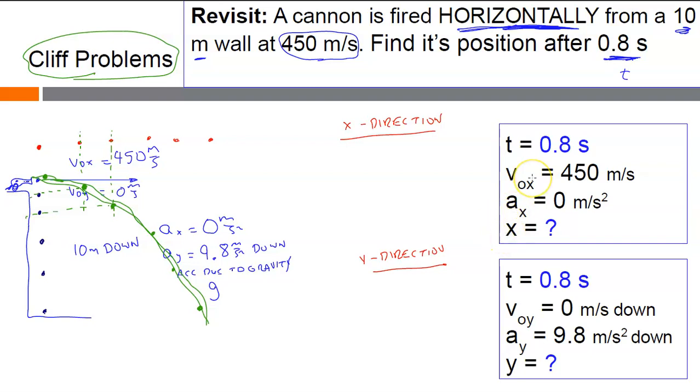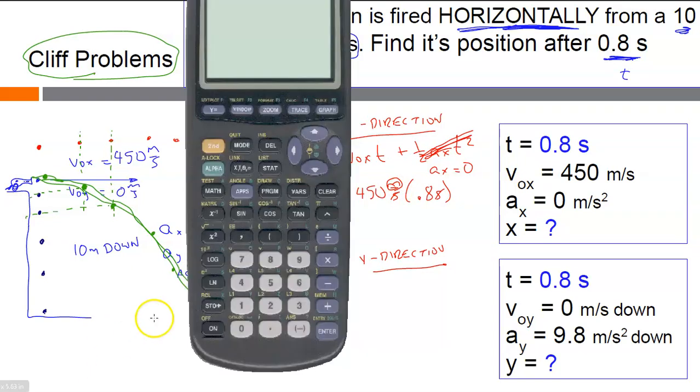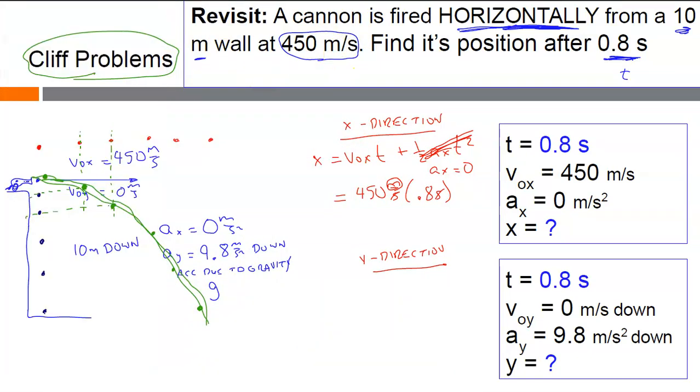We want to know how far it travels in that 0.8 of a second. This is so easy it's not even worth writing down, is it? Here's my formula that has those 4 variables in it. Okay? It's even easier because a sub x is 0. And when I take half times 0 times t squared, that just goes up in smoke. And right here, if I take the 450 meters per second and multiply by the 0.8 of a second, you can see that the seconds are going to cancel out. I have no units left except for meters. And we'll get a number for that real quick here. 450 times 0.8 is 360.